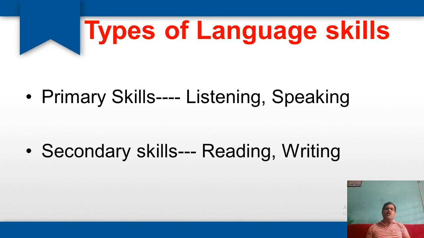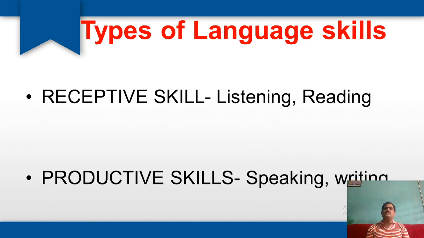So in this order we find listening, speaking, reading and writing. On the other hand, we can classify these four skills into two heads: receptive skills and productive skills. Which skills are receptive and which are productive? Listening and reading are the receptive skills, and speaking and writing are the productive skills. Why are listening and reading receptive skills? Because in the communication cycle we collect information, ideas, emotions and feelings. That's why they are known as receptive skills.